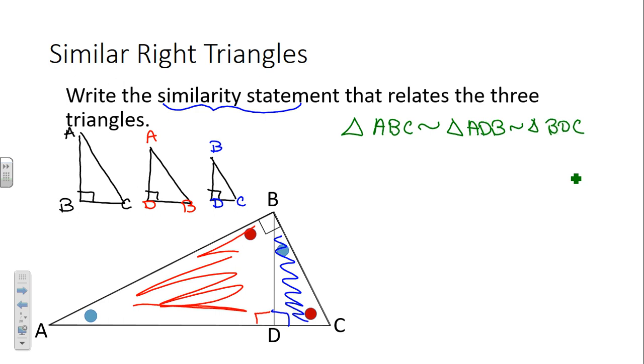This is on this first box right here. Is it still on the notes? It's still on the notes. This is the 4th box. On the similar right triangles notes and worksheet side is the 4th box. We wrote our similarity statement.